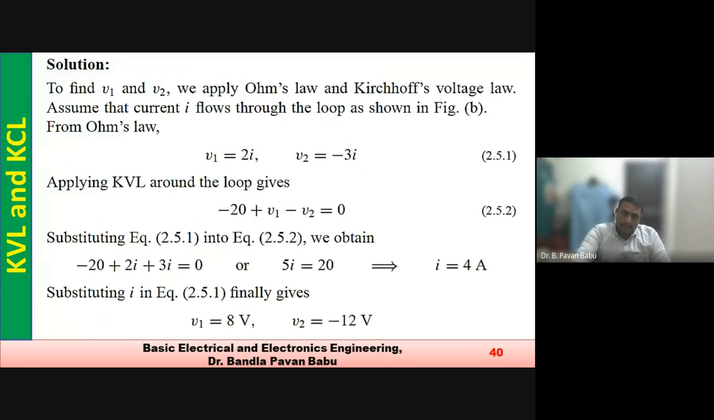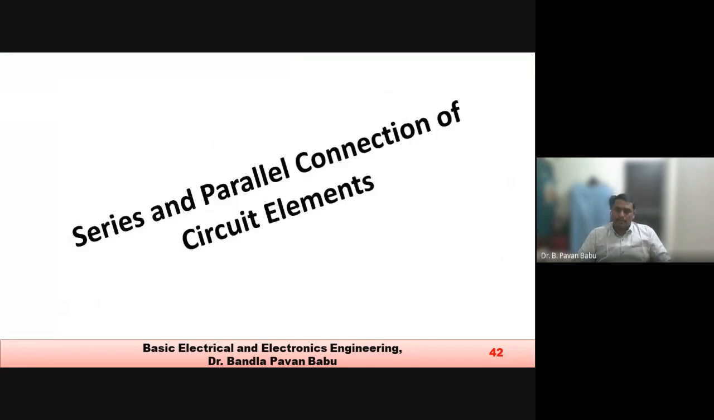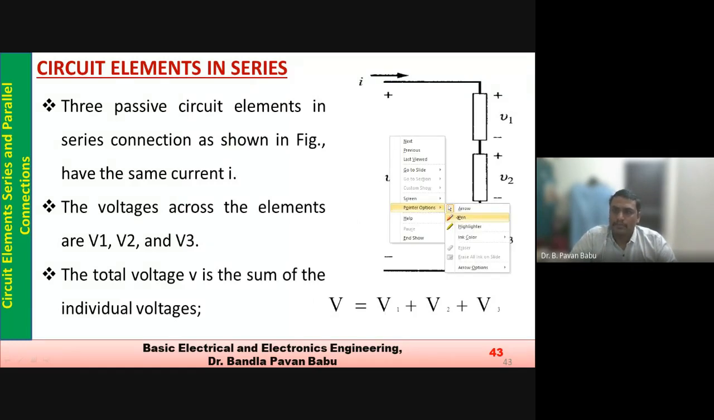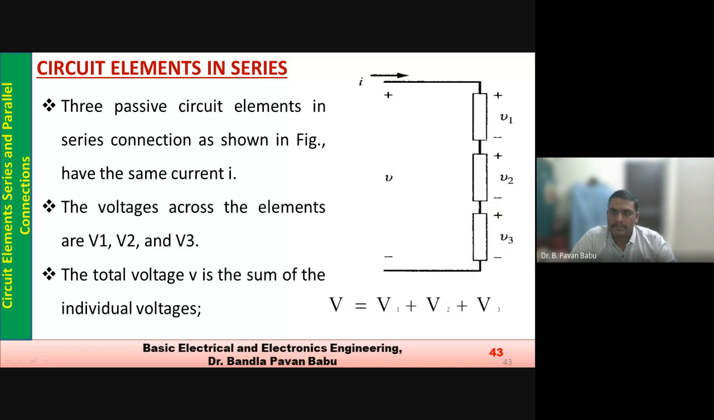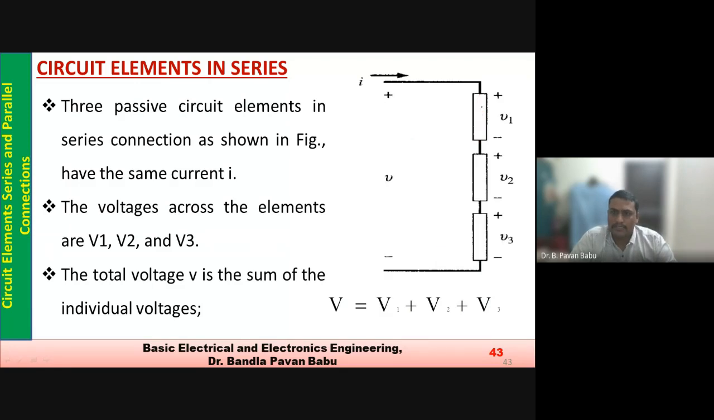Let me go for the series and parallel connection of circuit elements. So here, this is the way of representation. Don't get confused all the time. You don't need to write the resistor symbol; any of these things I can use, just representing it in a single box. So consider this as resistor 1, resistor 2, and resistor 3.